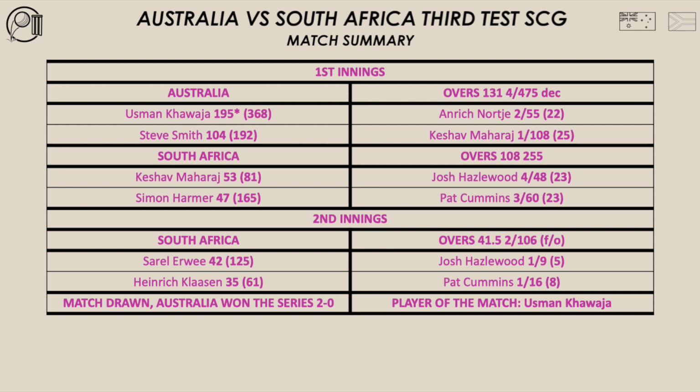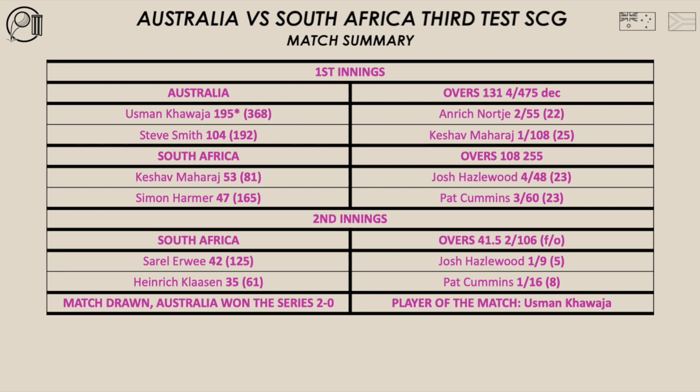Let's have a look at the match summary from the third test between Australia and South Africa from the SCG. Australia batted first and made 4 for 475 declared. Khawaja top scored with 195 not out, and Nortje took 2 wickets for South Africa. South Africa in their first innings were bowled out for 255. Maharaj top scored with 53. Hazlewood took 4 wickets for Australia.